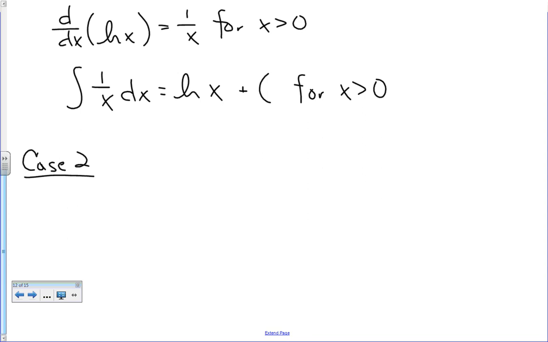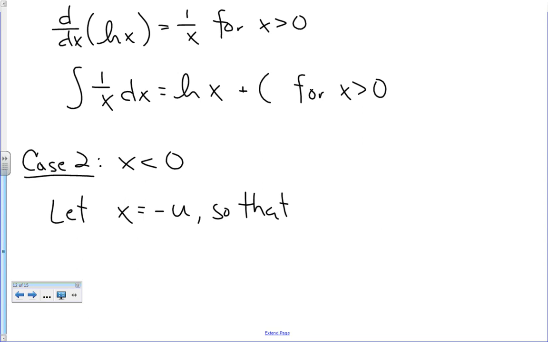Now look at case 2. Case 2 is where x is less than 0, and we're going to use a substitution to help us show this, as well as the first case. So if x is less than 0, let's define a new variable. Let x be equal to the opposite of u, so x is negative u. Since x is less than 0 and x is equal to negative u, that means the opposite of u is less than 0.